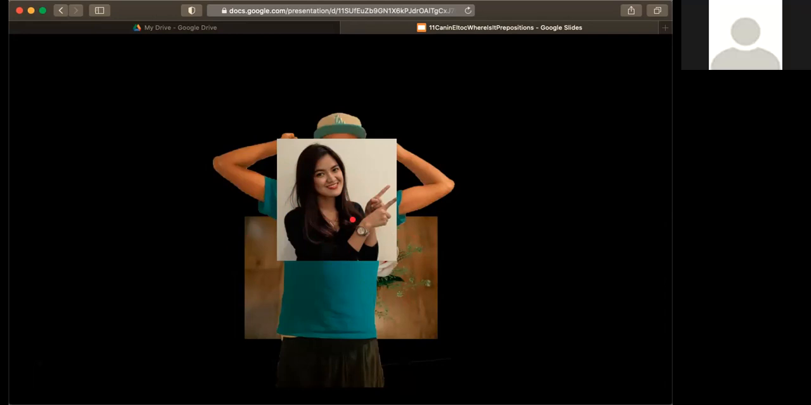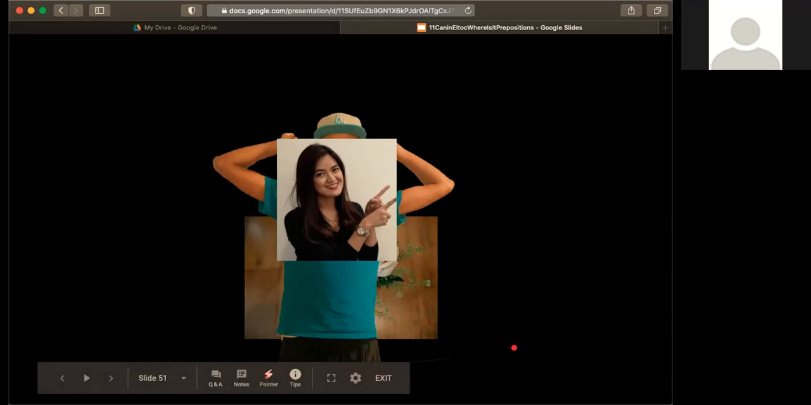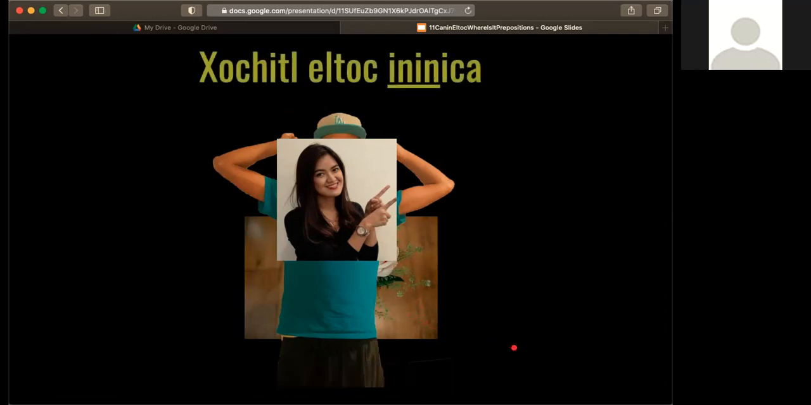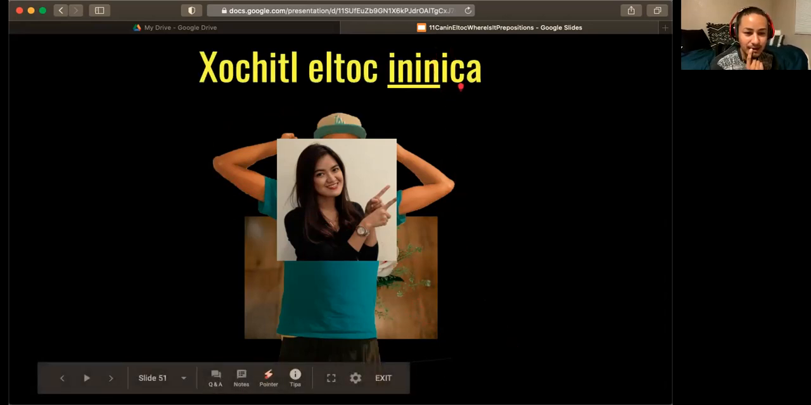Xochitl eltoc ika Sandy. Or is it multiple of them? Her name is not Sandy. That's a different person. But ika Sandy. Sorry. In this case, I use this picture because she has two fingers. I use it to indicate they, like them. So I understand why you're confused, but here I use it to indicate they, behind them, basically. Xochitl eltoc ininica. Ininica. So remember, in Nahuatl, the second to last is always the highest. So it's ininica.